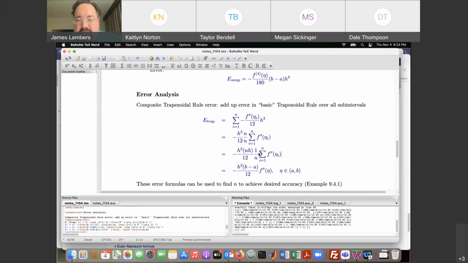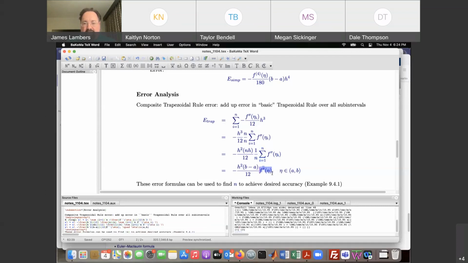And by the intermediate value theorem again, there exists a point in [a, b] such that f double prime is equal to this average of our f double prime values. So then I can replace this by the value of f double prime at a single unknown point. And then I still have this factor of minus h squared (b minus a) over 12. So for all of these composite rules, once you have the error formula for the Newton-Cotes rule on which it's based, then you just go through this process to figure out what the error formula for the composite rule is.